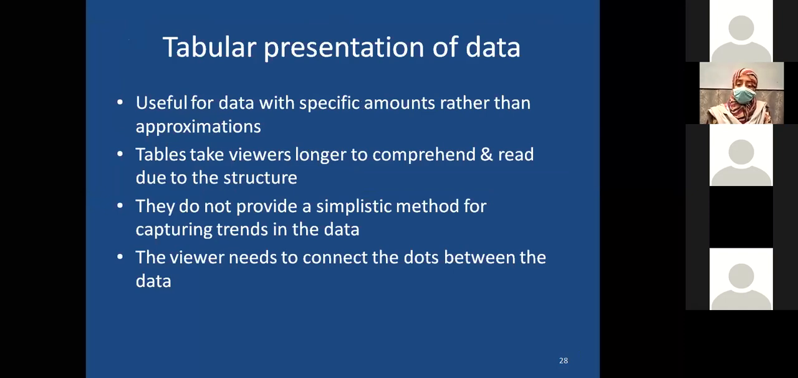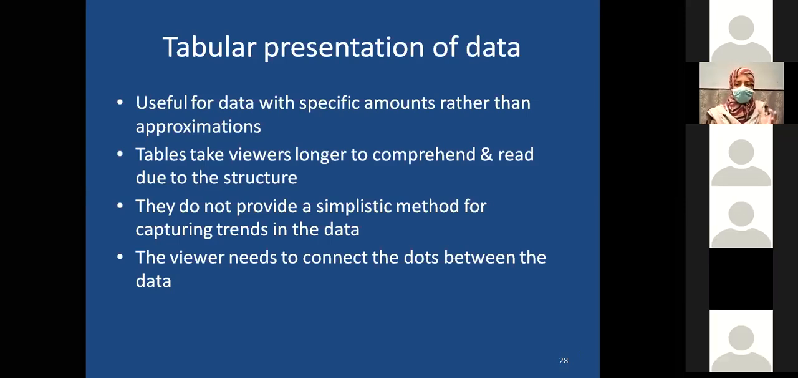And when you come to tables, they're useful for data with specific amounts rather than approximations. You can't make good comparisons with tables. They're not very good. It also takes a person longer to comprehend and read a table compared to a graph. And tables do not provide simple methods for capturing trends in the data, as graphs do. The reviewer needs to connect between different types of data, so it's not very simple for the viewer to read a table.